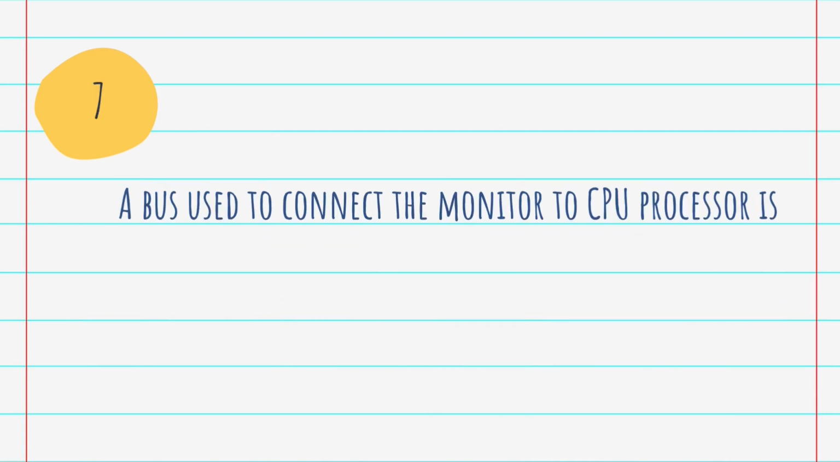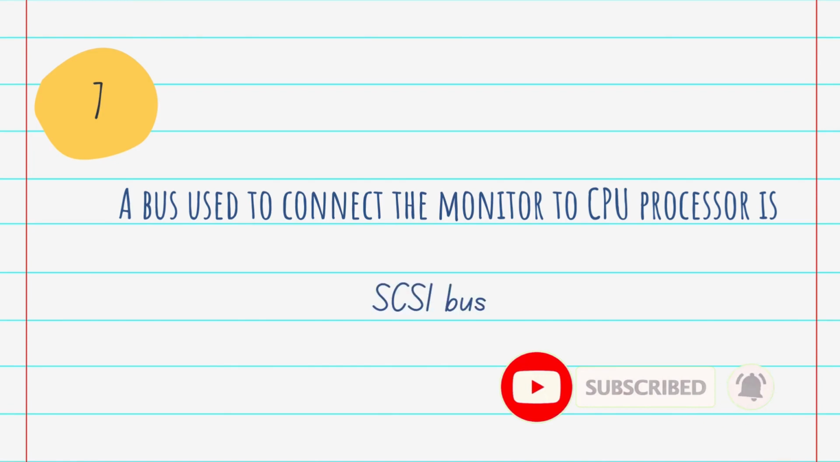Question number 7. A bus used to connect the monitor to the CPU processor is? Answer is SCSI bus. SCSI means Small Computer System Interface. SCSI is a universal parallel input-output interface to connect multiple peripheral devices of different types on a single input-output bus. Depending on the standard, generally it can connect up to 16 peripheral devices using a single bus, including one host adapter. SCSI is used to increase performance, deliver faster data transmission, and provide larger expansion for devices such as CD-ROM drives, scanners, DVD drives, and CD writers.